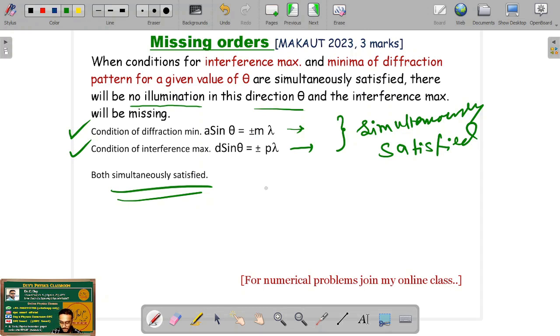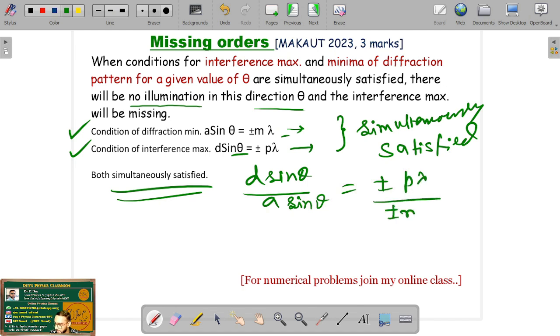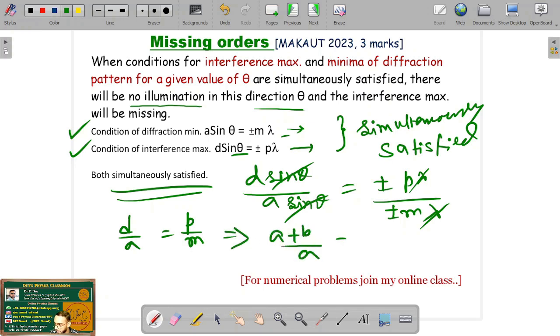Both simultaneously satisfied means, if we take the ratio, we get d sin theta by a sin theta equals plus minus p lambda divided by plus minus m lambda. Sin theta cancels out, lambda cancels out, so we get d by a equals p by m, or d equals a plus b, so a plus b by a equals p by m. So this is the condition for missing orders.